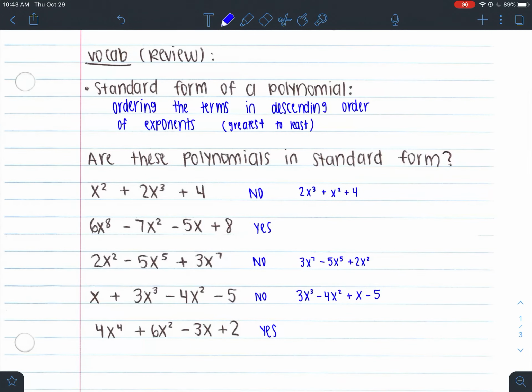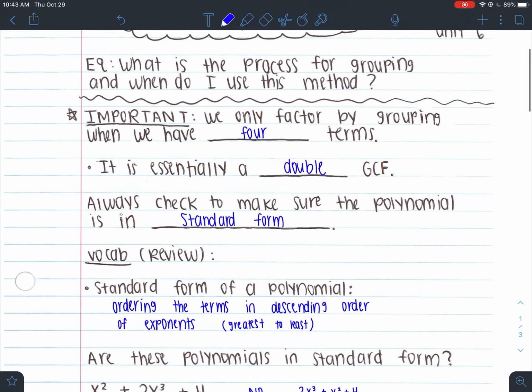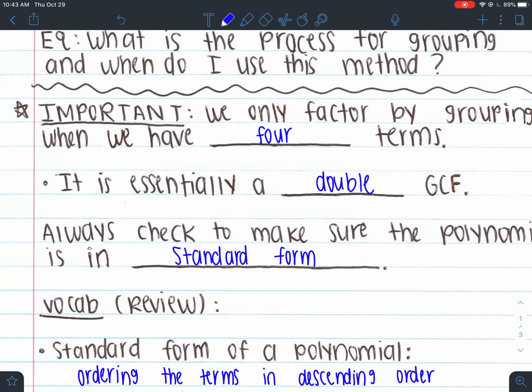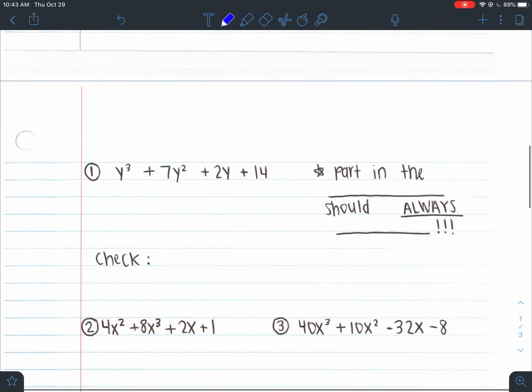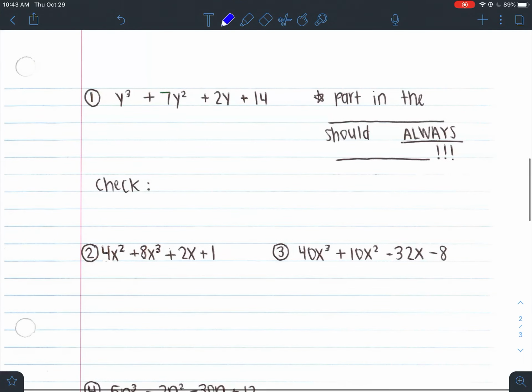And you're like, why do I need to know this? Because if we want to factor by grouping, it has to be in standard form. So if you want to factor by grouping, you want to make sure it's in standard form before you start. Now again, you're only allowed to factor by grouping with 4 terms. You can only factor by grouping with 4 terms, and it's considered a double GCF. So here we go. There's only 5 examples, so it's going to go by super quick.